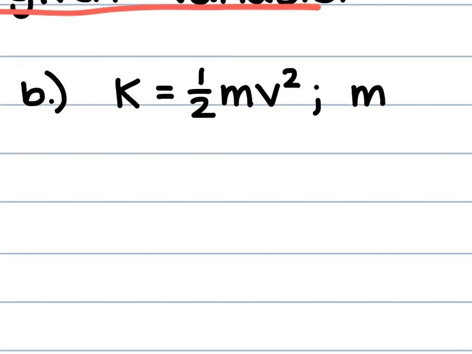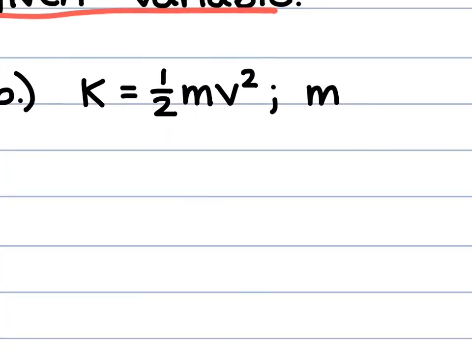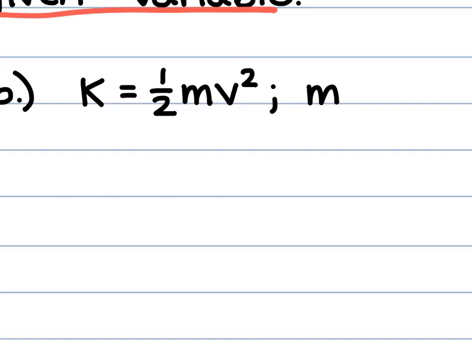This one's going to be a little more interesting. So we've got K is equal to 1/2 M times V squared. And notice here it's got that semicolon and then M. That means M is the thing that you have to get by itself. So solve for the variable, we want to get M by itself. It doesn't mean you need an answer of a number. It means get M by itself. So what do we want to do first? We've got K is equal to 1/2 M times V squared.